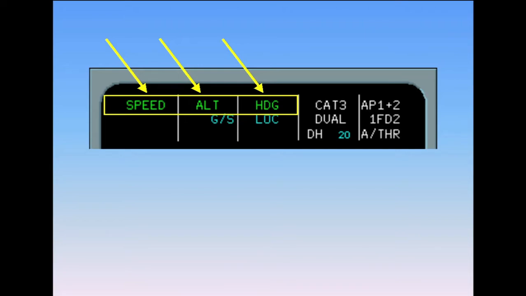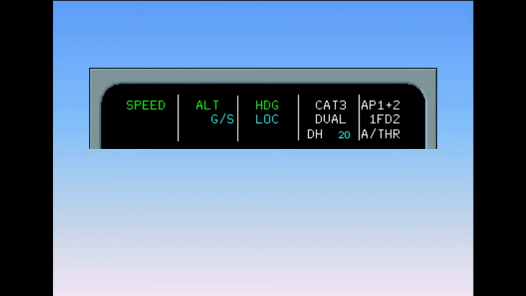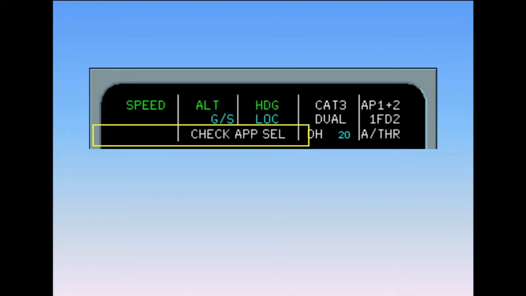The color coding will be explained later when the concept of managed guidance and selected guidance is discussed. The second line shows armed modes for the flight guidance system. In the example shown, G/S and LOC in blue indicates that glide slope and localizer capture modes are armed. The third line shows reminders or messages. In our example, check APPSEL advises us to check the selected approach.